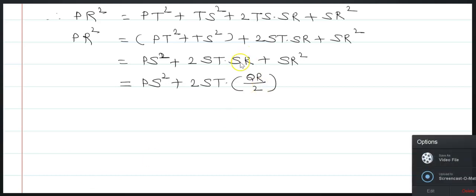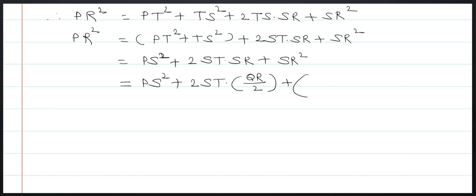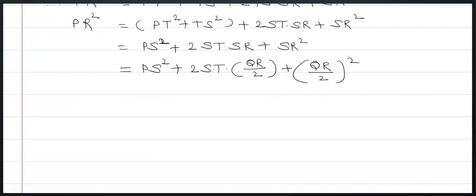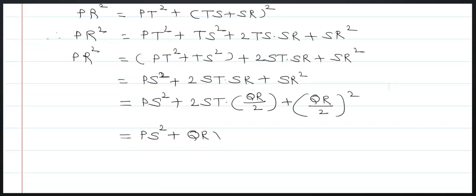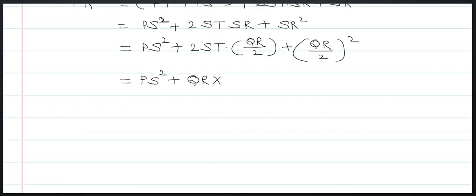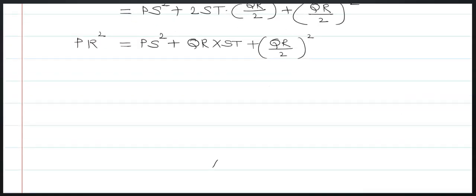Now what is SR? S is the midpoint of QR. Therefore SR is QR upon 2. And again here SR, which is QS upon 2, bracket square. Therefore PS square plus 2 times ST into QR upon 2, plus (QR upon 2) square. This is the PR square which we want to prove.